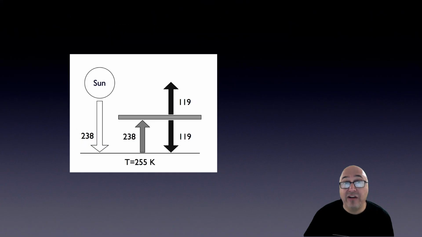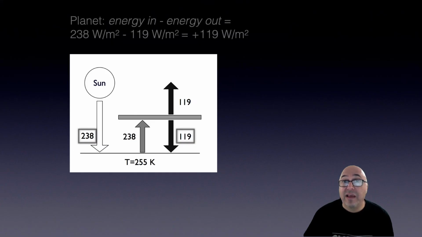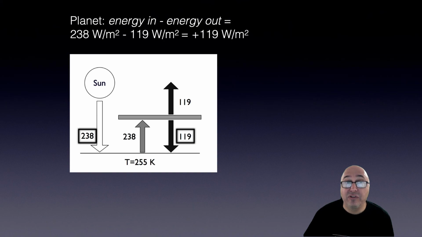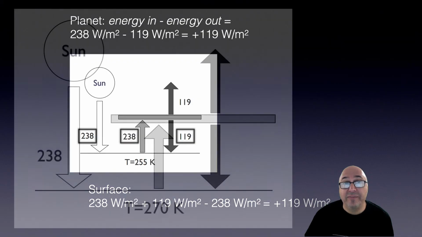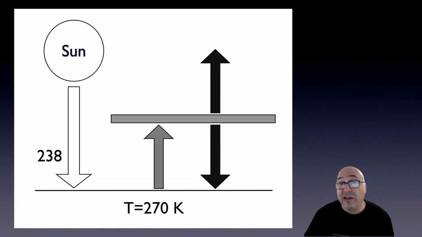We can also look at energy balance for the surface. Energy in for the surface is 238 watts per square meter from the sun and 119 from the atmosphere, while energy out is 238 watts per square meter. Putting them together, we see the surface is also accumulating 119 watts per square meter. Because energy in is greater than energy out, the temperature of the surface must also be increasing. So after a while, enough energy is accumulated to warm the surface to, just as an example, 270 Kelvin.